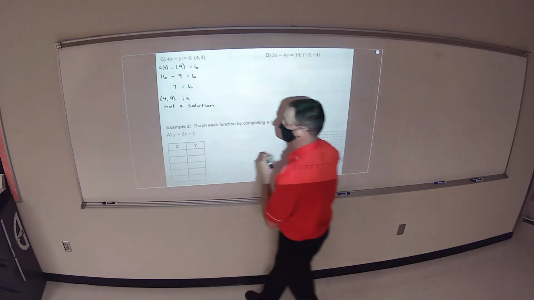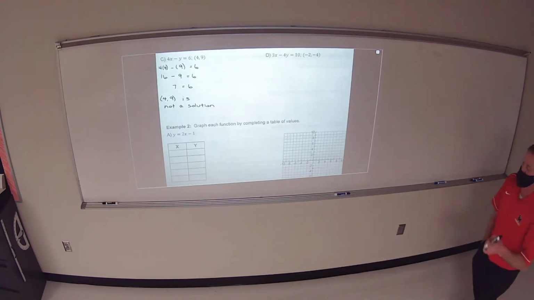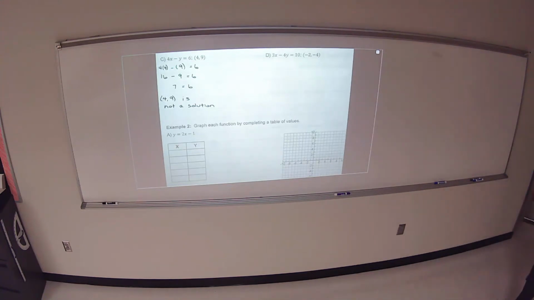Again, we want that ordered pair as part of the answer there. Don't just put, it's not a solution. We're stating that the ordered pair 4 comma 9 is not a solution.